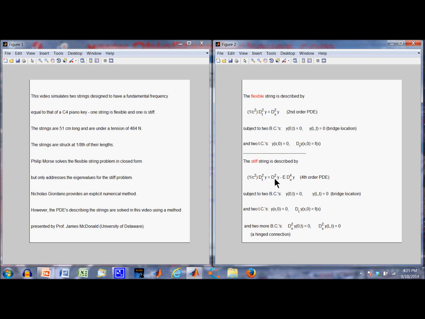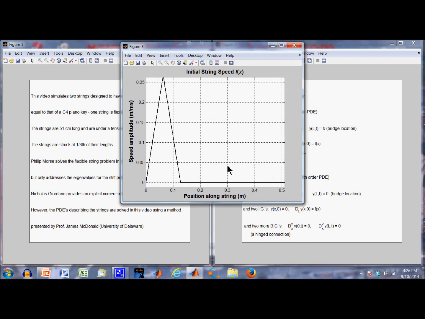The stiff string is the same thing, except it has an extra term here, making it fourth order, and it has two more boundary conditions down here associated with the fact that it's a hinged connection. Okay, here's a picture of that initial string speed. Here's where the hammer strikes the string, 1/8 of the length. And for example, over here, this initial velocity is 0.